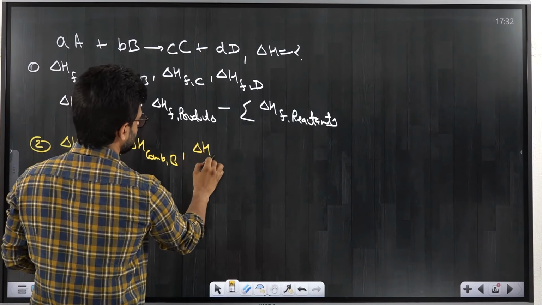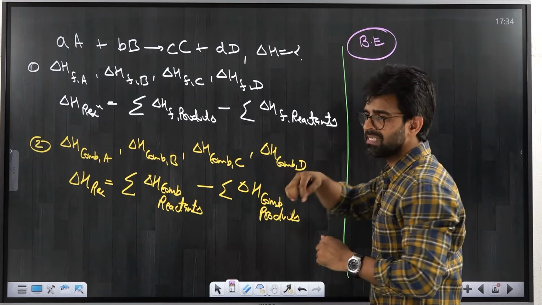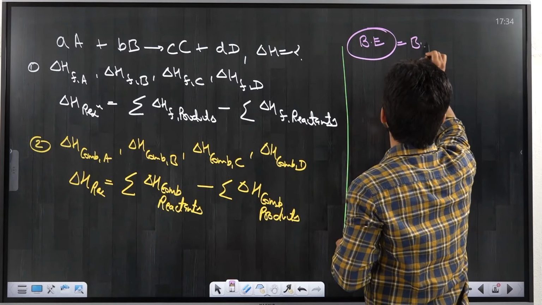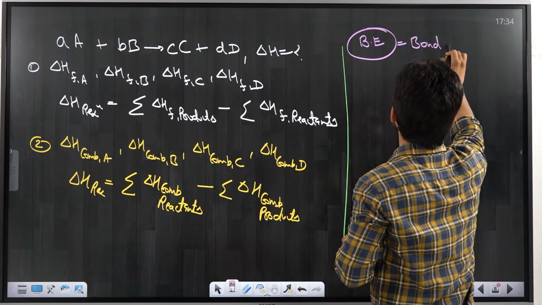Now, next thing, if I say, imagine for every component they have given bond enthalpy. They have given bond enthalpy of every bond present in the reaction. Bond enthalpy is the energy required to break one particular type of bond, or I will say the energy required to break 1 mole of a particular type of bond, right? So if they have given bond enthalpy of every bond present in the reactants and products.